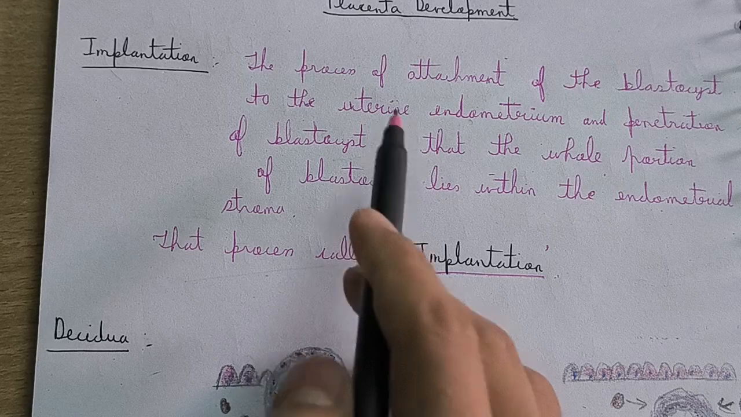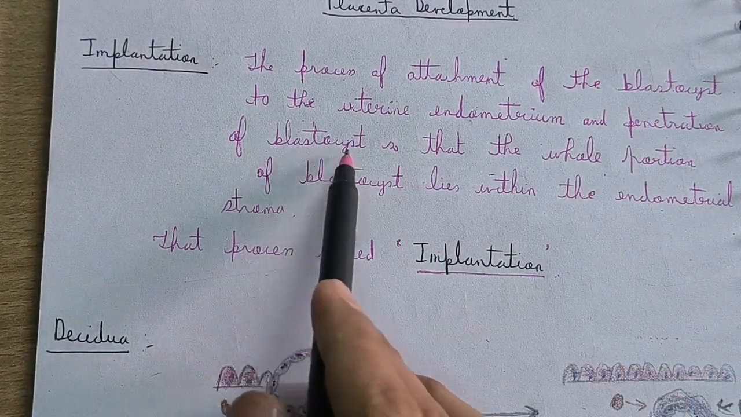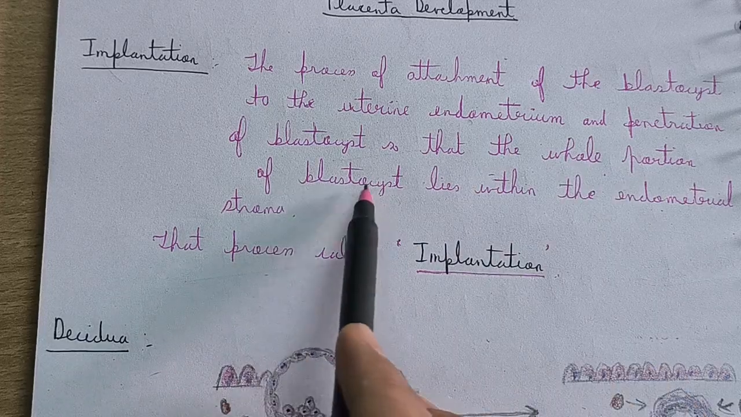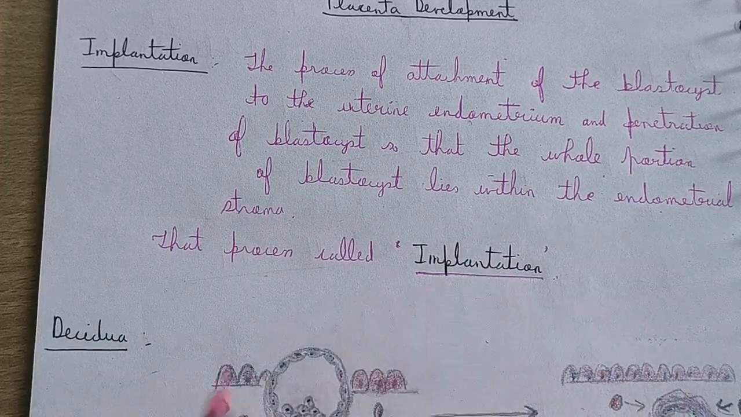I have written that the process of attachment of the blastocyst to the uterine endometrium and penetration of the blastocyst, so that the whole portion of the blastocyst lies within the endometrial stroma, is known as implantation.